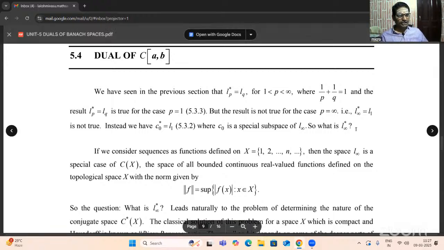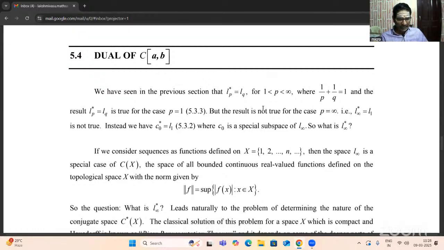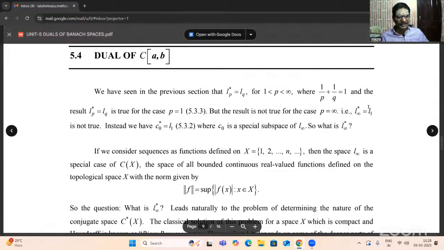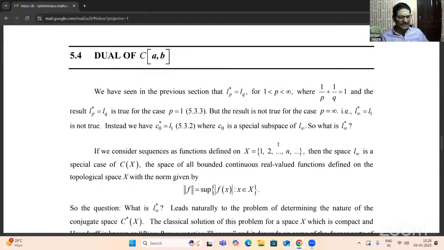L^p star equal to L^q. If p equals 1, is it true? And also applying the case at p equal to infinity. How to justify? The dual of L infinity equal to L1 is not true. So the dual of C is not equal to L1, and C naught is the special subspace of L infinity.